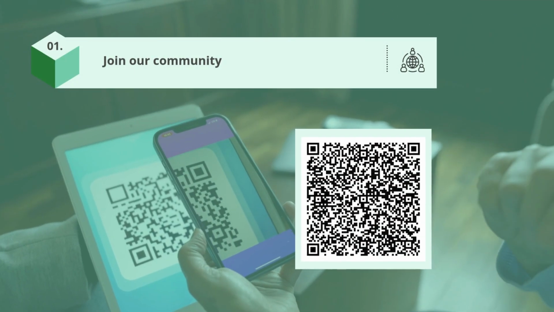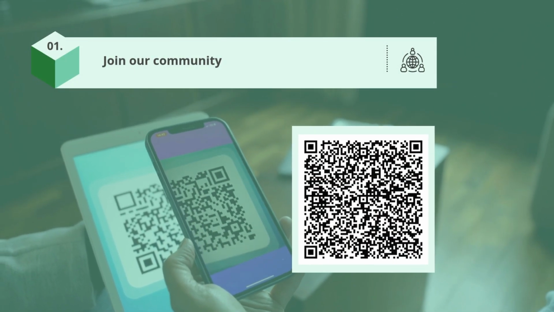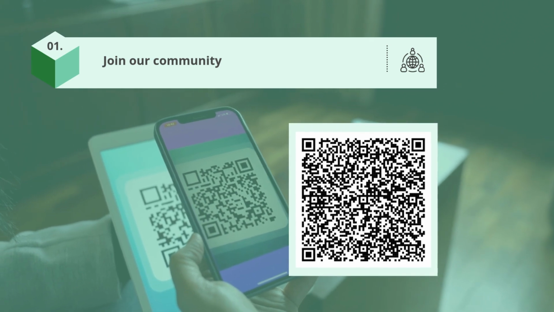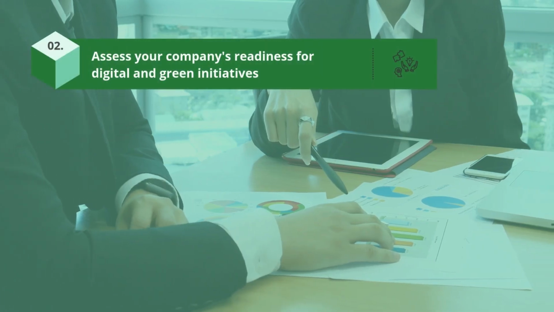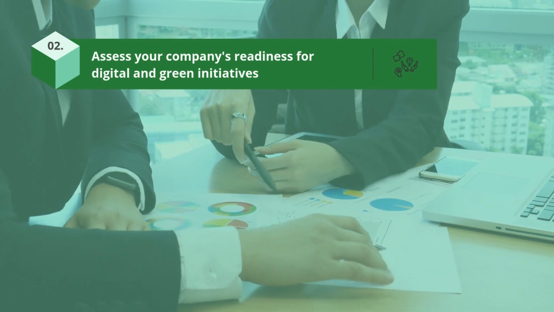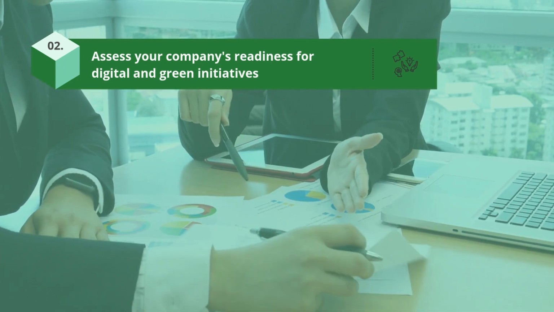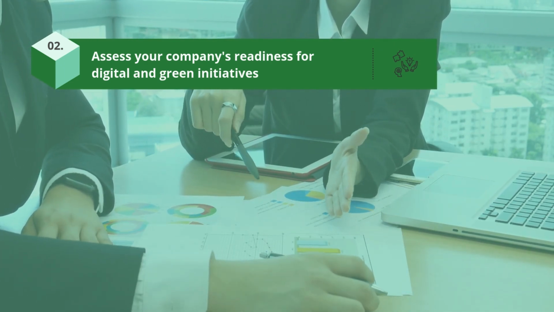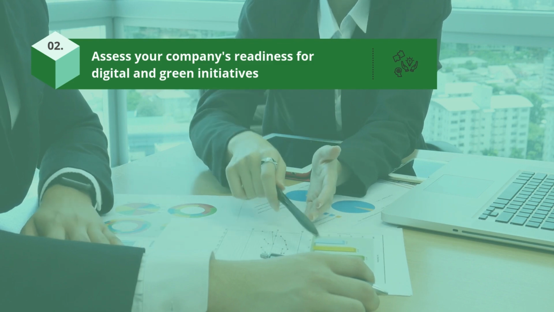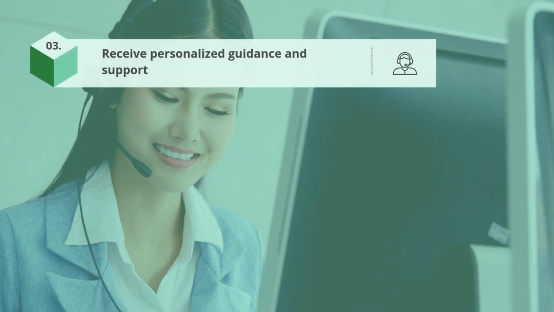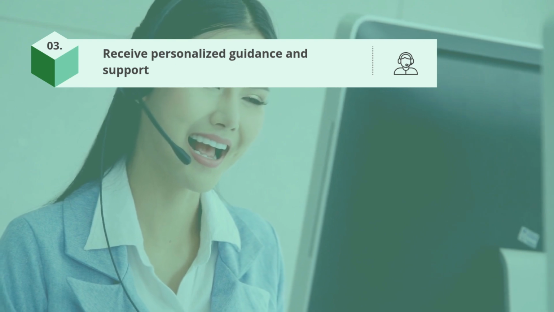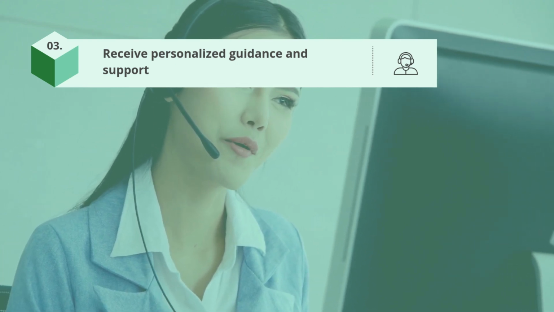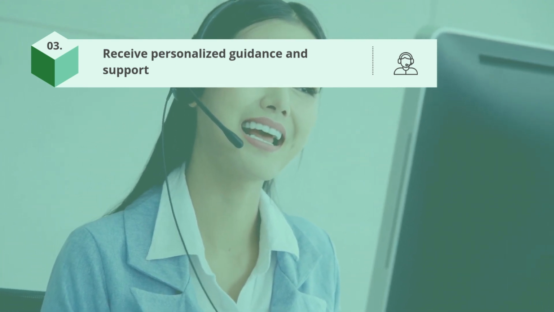First, join our community by sharing your company information. You can easily apply or scan the QR code to get started. Next, assess your company's readiness for digital and green initiatives in collaboration with one of our Greene 4.0 facilitators. This step will give you insights by comparing with peers in your sector. Receive personalized guidance and support from a dedicated account manager who'll help you identify and scale sustainable solutions.